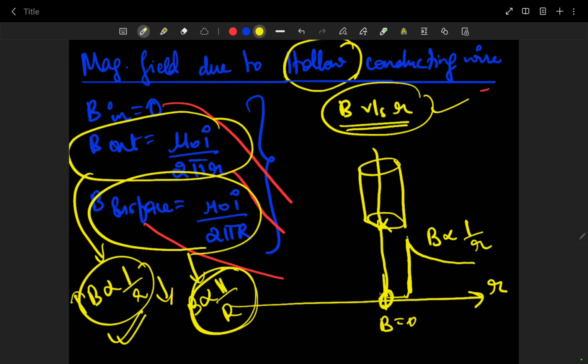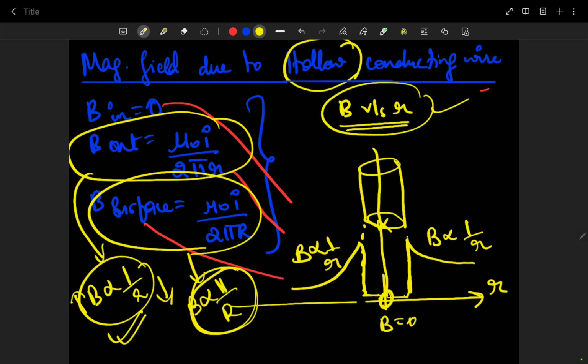So over here also, this is still inside, correct? To be specific, if I draw it, this is till inside. So till inside it's 0, and from outside what will happen? It will decrease in the format of B inversely proportional to R. So this is how your graph will look like.